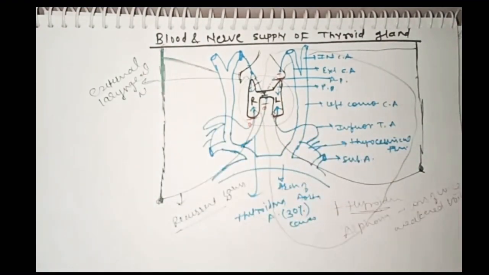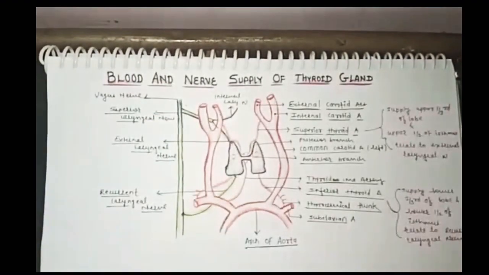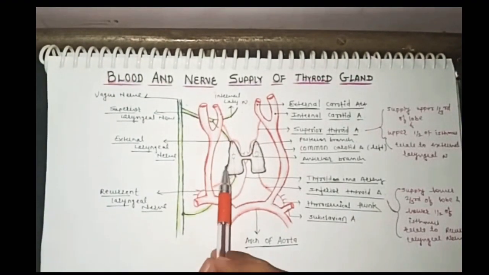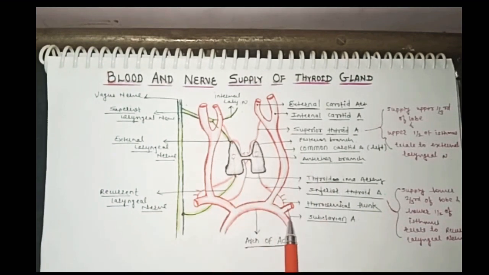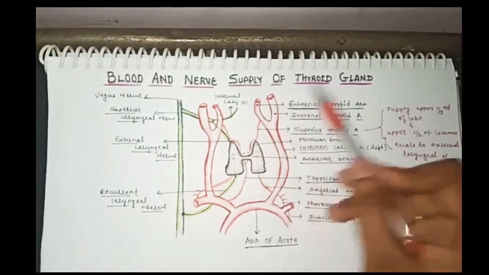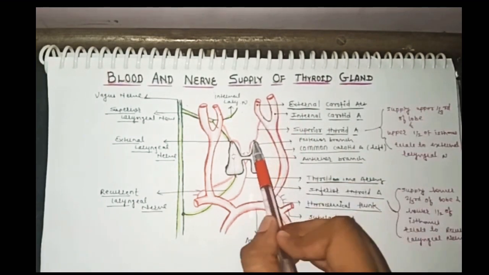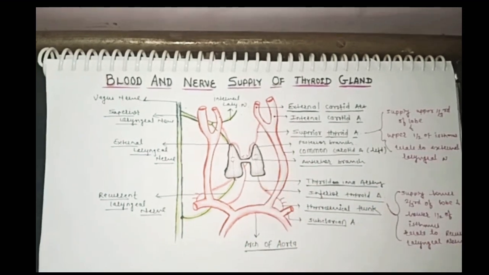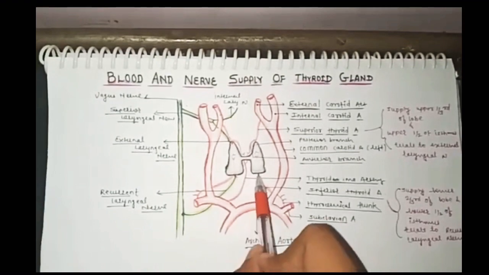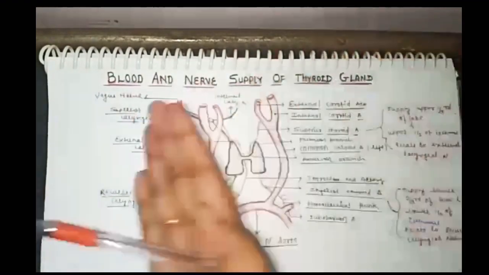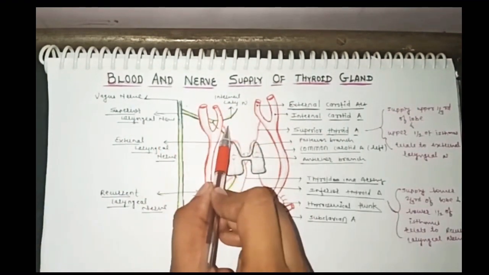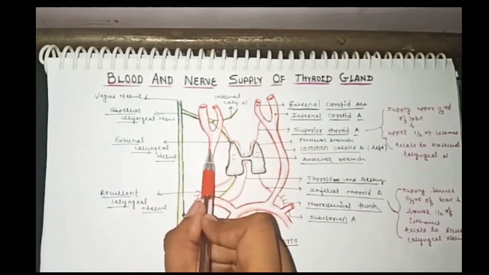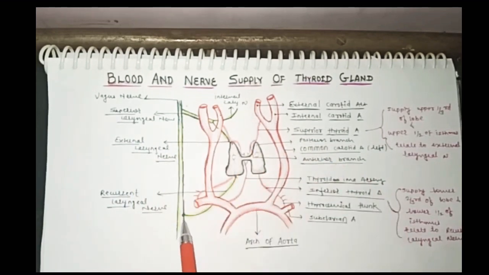Now I will show you the systematic representation of the blood and nerve supply. This is the thyroid gland: left lobe, right lobe, isthmus, arch of aorta, common carotid, external and internal branches. From the external, the superior thyroid; from the subclavian, the thyrocervical trunk, then the inferior thyroid; and this is the vagus nerve. The same is present on the left-hand side also, but I will draw only the right-hand side. This is the vagus nerve, then the superior laryngeal nerve. From the superior laryngeal nerve, the external laryngeal nerve arises and supplies the upper portion, and from the lower portion, the recurrent laryngeal nerve. That is all about the blood and nerve supply.